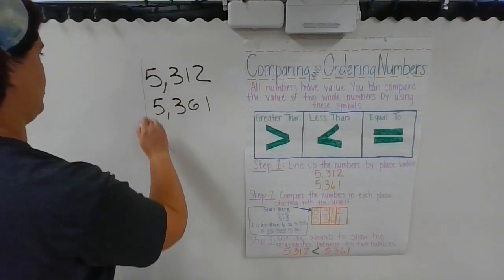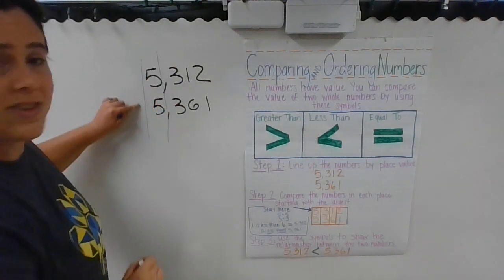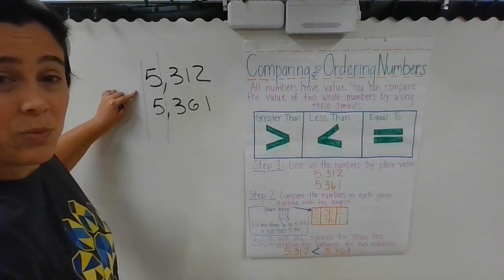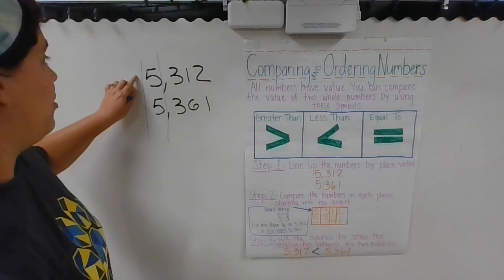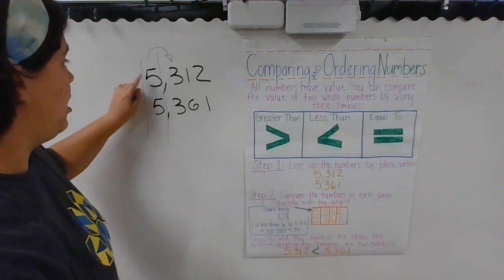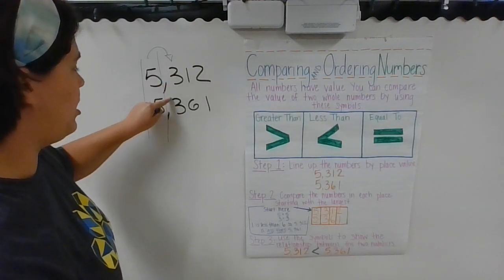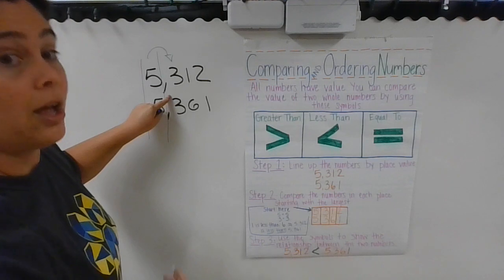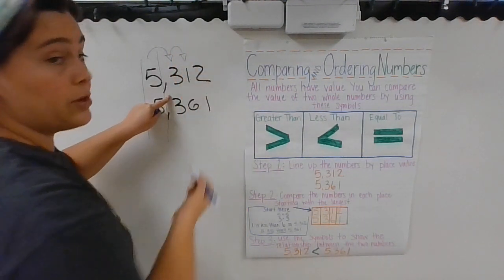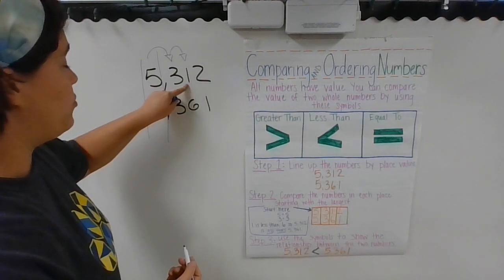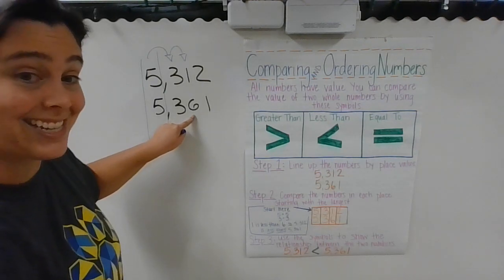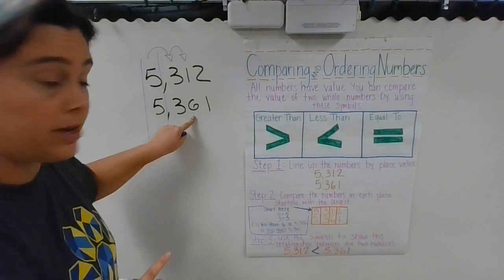So thousands. They're the same. So as of right now, we can't compare to see which one is greater than or less than. So we need to then move over to the next place value. As you can see, in the hundreds, they're both 300. So then we got to go to the next place value to see if there's a difference. This one has a 1 in the tens place, and this number has a 6 in the tens place. So we did find a difference.